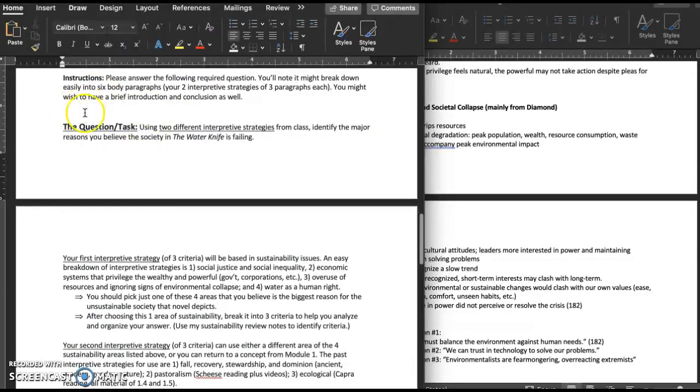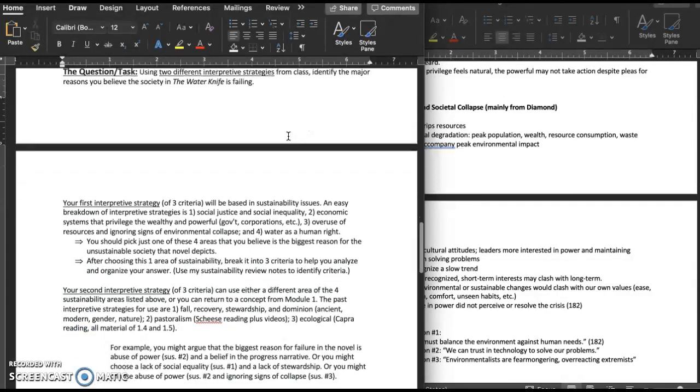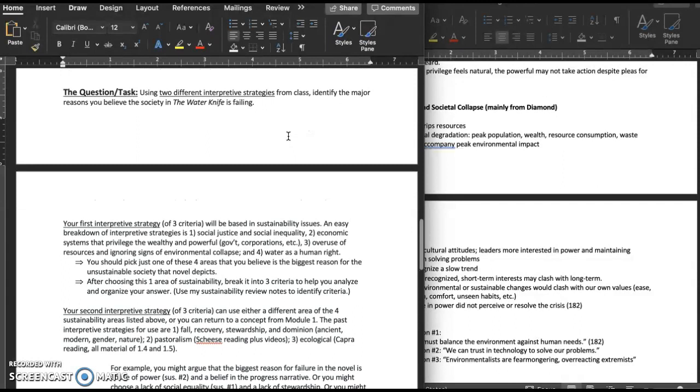But the big question or task that I want you to deal with is this. Using 2 different interpretive strategies, just like on the last exam, identify the major reasons you believe this society in the water knife is failing. We could look at any of our strategies to pinpoint what is the biggest thing going wrong, or what are the 2 biggest things going wrong. Because this is a sustainability unit, your first interpretive strategy, which is going to have 3 criteria in it again, as they always do, at least in this class, will be based in sustainability.